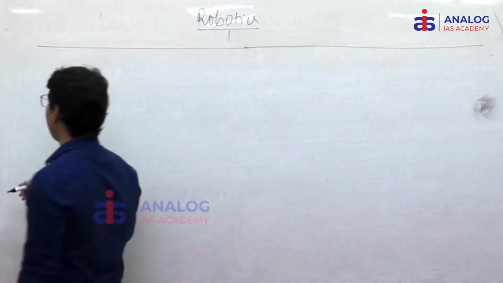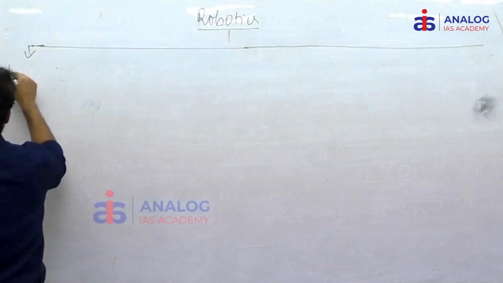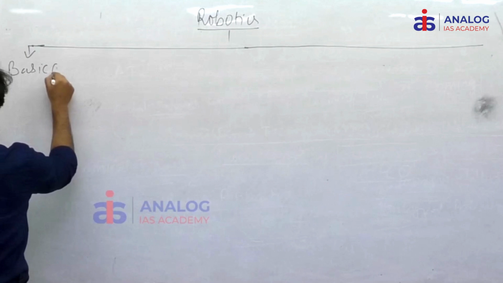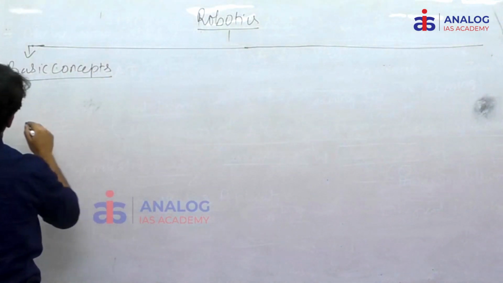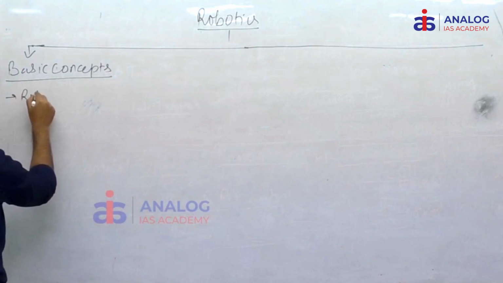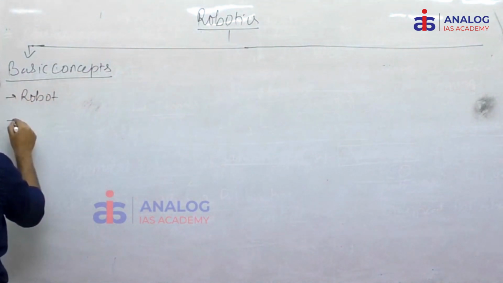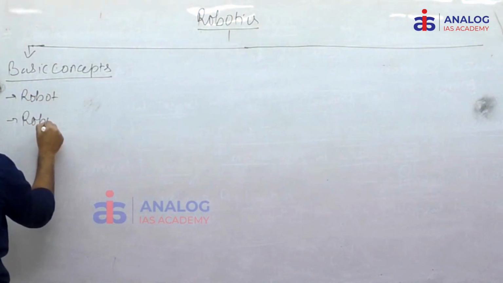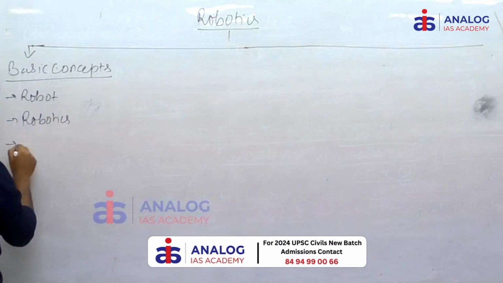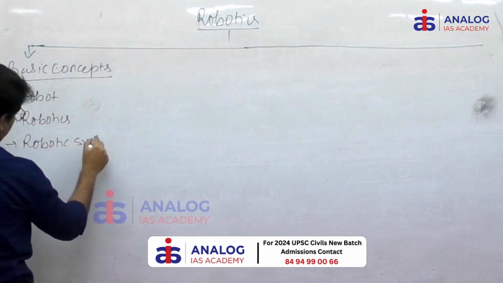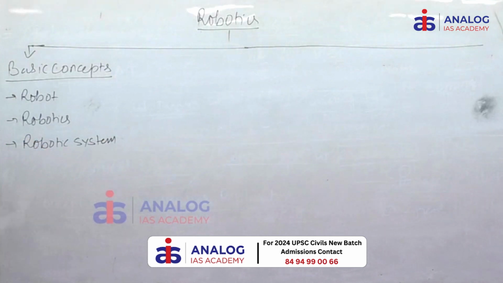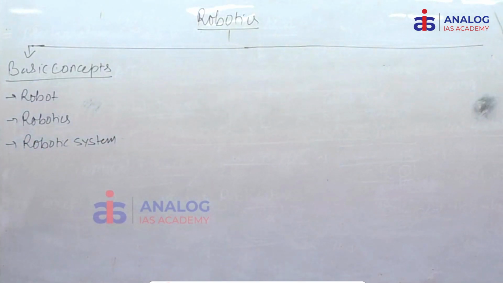So again, robotics will divide into 4 parts. Basic concepts. Then we'll talk about what is robot, what is robotics, what is robotic system. So robot, robotics, robotic system.